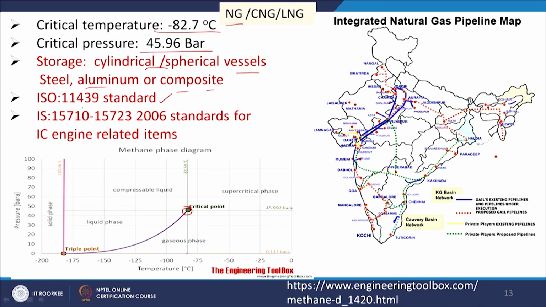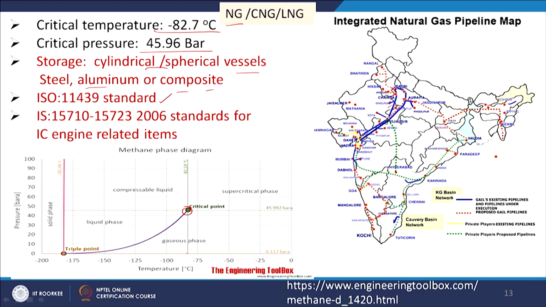You see the natural gas network in the country. Here we have one dotted line, which is GAIL's existing facilities. GAIL is Gas Authority of India Limited, an Indian Navaratna company. This company is exclusively involved in the gas business, and this is their existing pipeline plant for the transport of gaseous fuels.